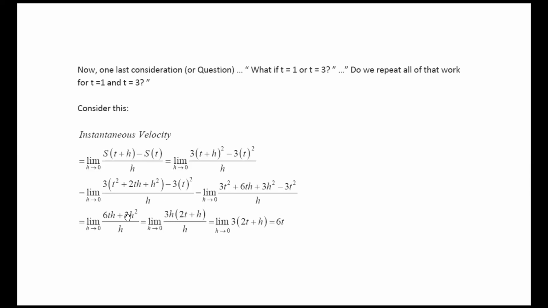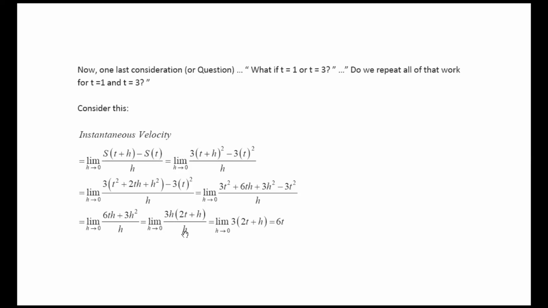And look, we have a 3 here and a 6 here. Can't we factor out a 3? And we have an h and an h squared. Can't we factor out an h? And so we will factor out a 3h. And when we do, we are left simply with 2t plus h.